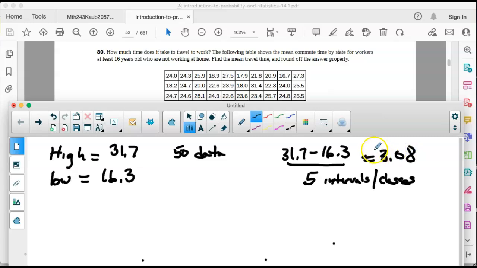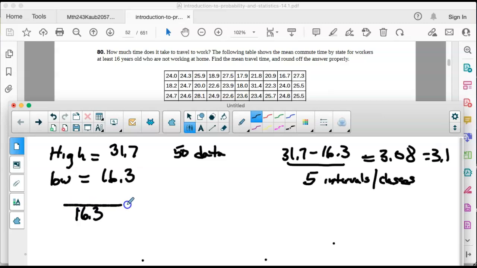All right. Now, since the numbers have 1 decimal, we have to go to 1 decimal place. So I'm going to round this up to 3.1. If these numbers were whole numbers, then we'd just go to the whole number. I could round up to 4. But in this case, since the numbers have 1 decimal place, we need to go with 1 decimal place in our answer.